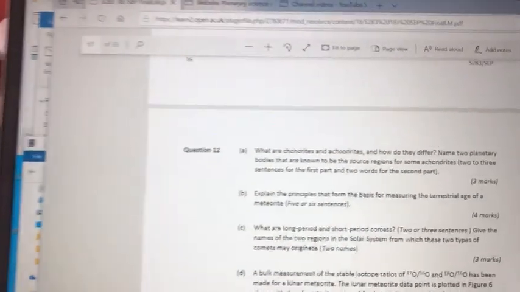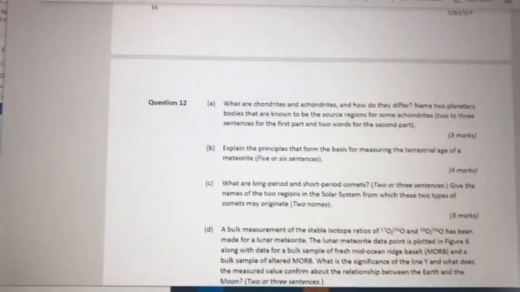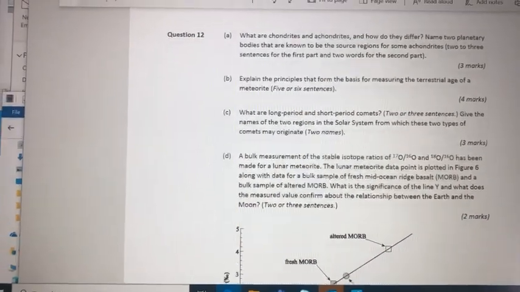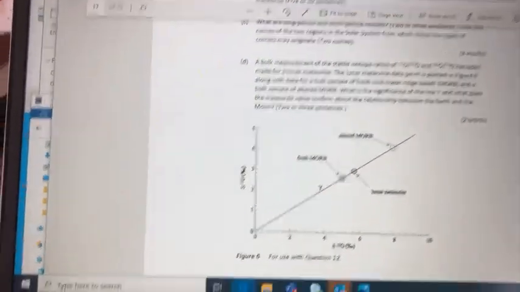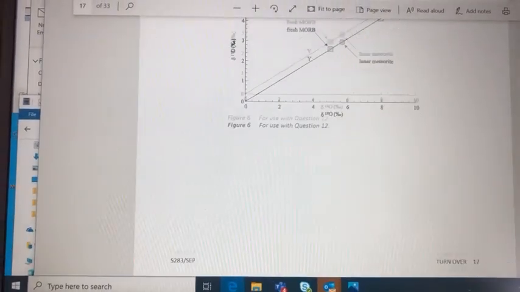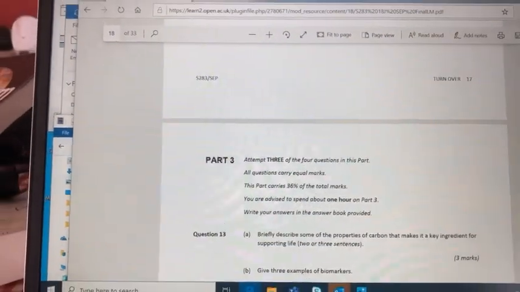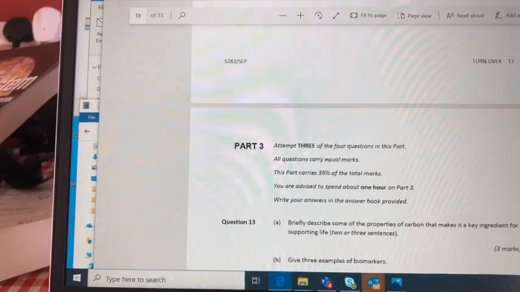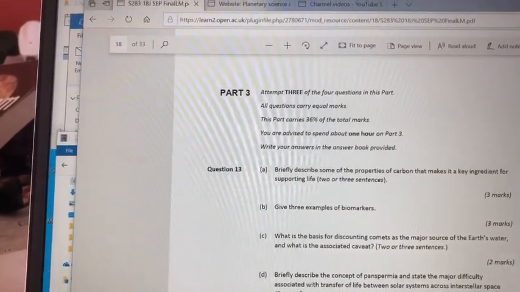Final question in that part is about meteorites. What are chondrites and achondrites? What are long period comets? And what's this diagram here telling you? And part 2, so we had to answer 3 out of those 4 questions in part 2. Part 3, 3 out of 4 questions.